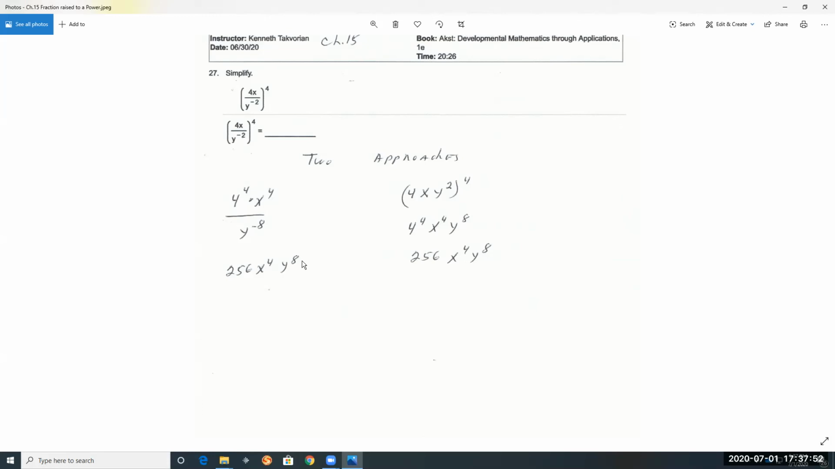An alternative approach to this problem is not to raise to the fourth power first, but to move the exponential with the negative power from the denominator to the numerator. So that becomes 4x y squared. Now raising everything to the fourth power, we multiply the powers, so it's 4 to the fourth, x to the fourth, y to the 8th. Simplifying becomes 256 x to the fourth, y to the 8th.